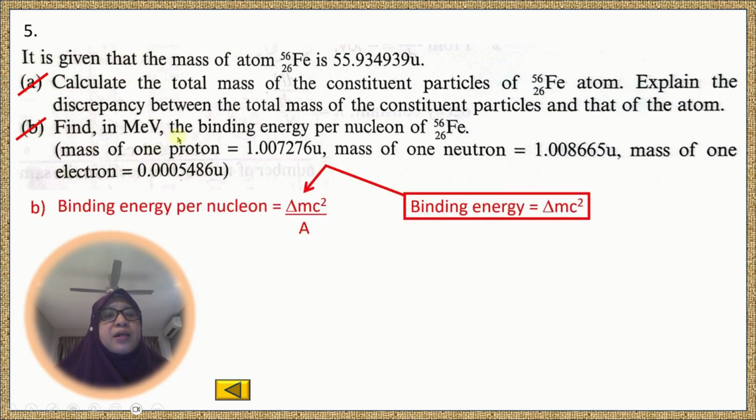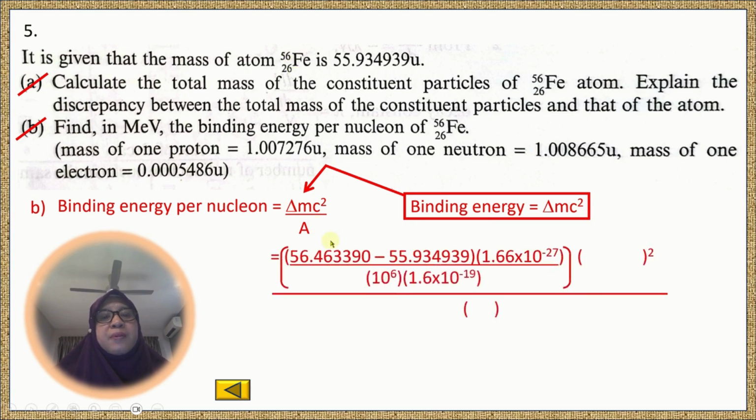Find in mega electron volt the binding energy per nucleon. So binding energy is mc squared. For per nucleon, we divide by the nucleon number, which will be 56. The mass defect calculated just now, we convert to joule. We are going to answer in mega electron volt, so we are going to convert to mega electron volt.